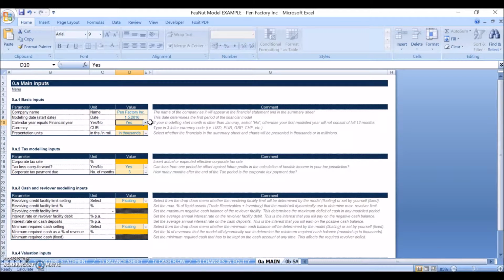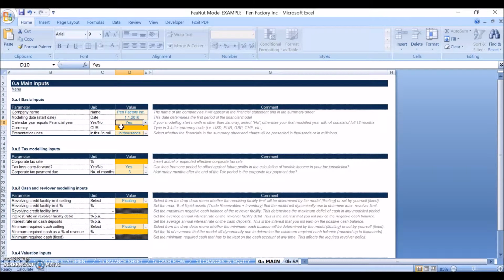Therefore, we have this switch in here, and when you switch that to no, even if your start date is not the 1st of January, the model will understand that your financial year does not equal calendar year and will adjust all the calculations appropriately. But let me return back to my original scenario. So we start the 1st of January 2016, my calendar year equals my financial year.